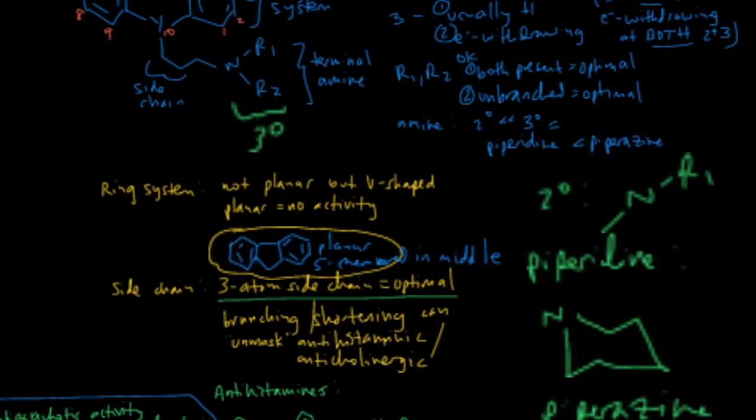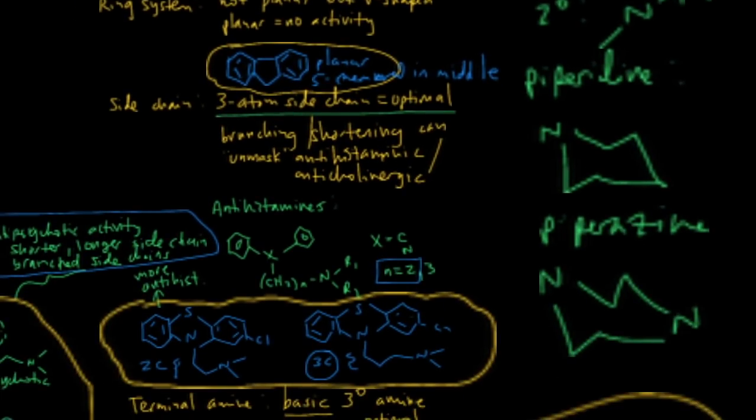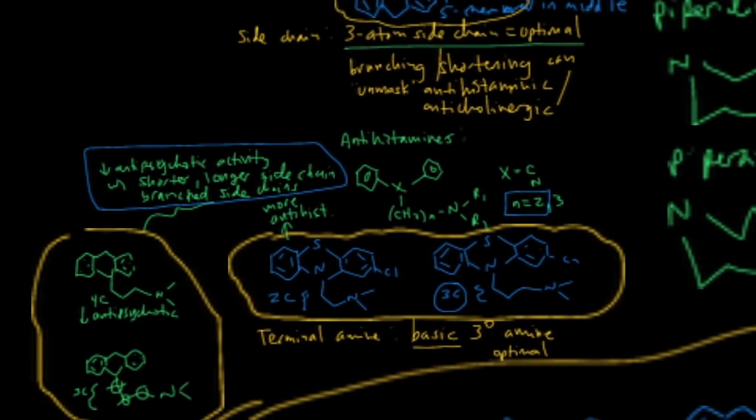Branching or shortening can unmask the antihistaminic or anticholinergic side effects. Because remember, your antihistamines look just like your phenothiazines, except this is a 2-atom chain rather than a 3-atom chain. So you have decreased antipsychotic activity with shorter chains, longer chains, or branched side chains.